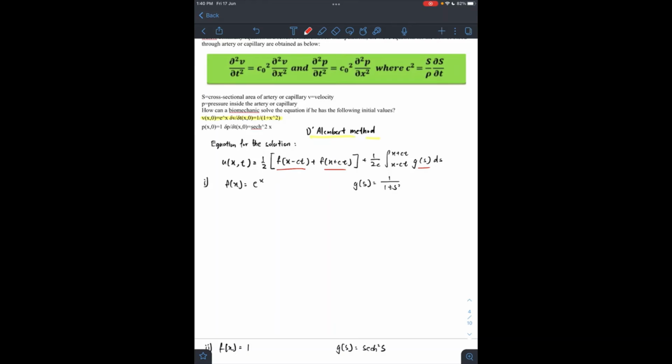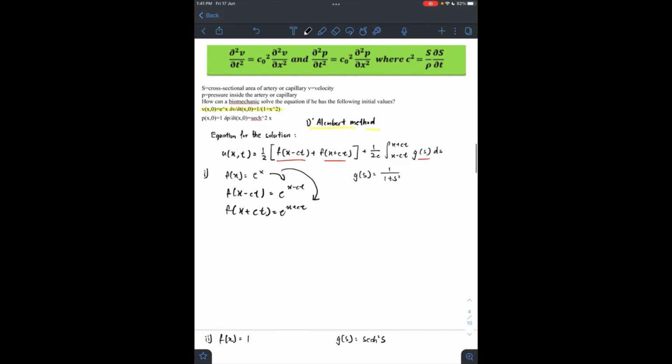So how to find these three things? I would like to show you. So f(x minus ct) is equal to this. Yeah, this comes from this part, and then the next thing is e to the x plus ct. So this also comes from this part. After we get this, we continue to substitute it back into the solution. So e to the x minus ct plus e to the x plus ct. Okay, and then this plus 1 over 2c. So this is an integration here.